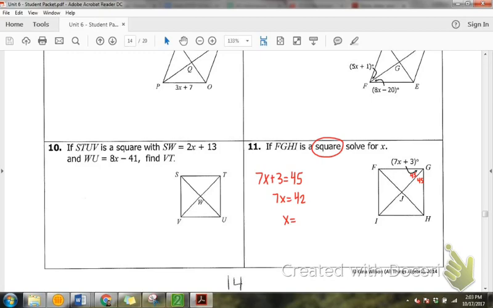Yeah, the squares are the fun ones. You don't really have to think about it, right? So 42 divided by 7 is 6.